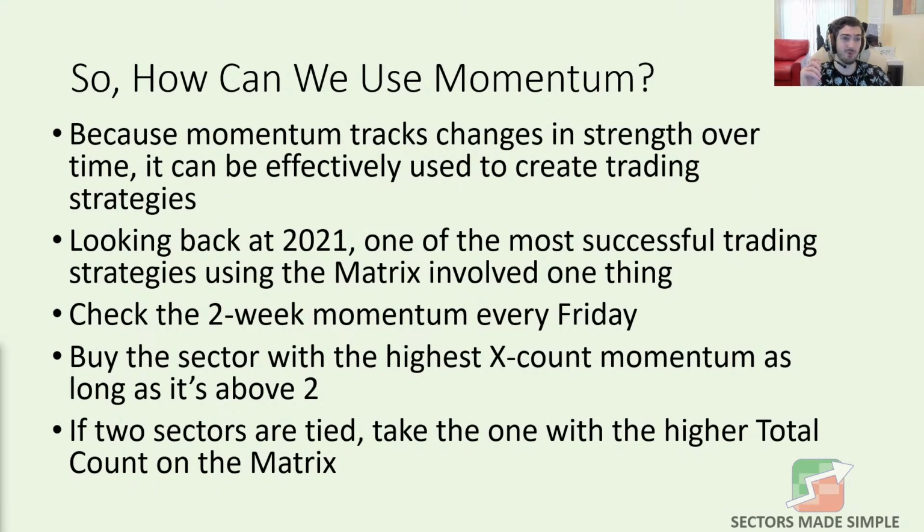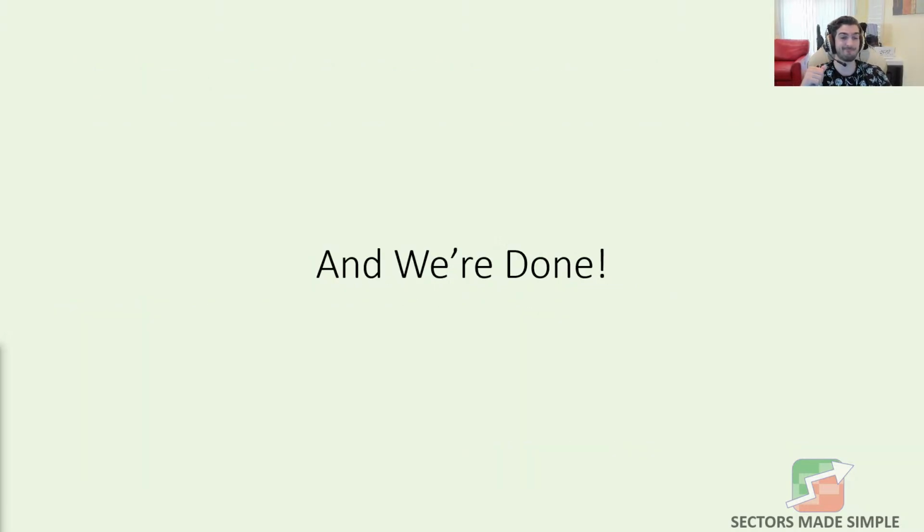So now we've talked about the matrix, we've talked about momentum, and we've talked about why momentum is there. It's not just a fun piece of information. If we looked at momentum and nothing else, in 2021 we would have beaten the market 4 times over. So we're done. That is the Back to Basics series. Let's quickly review everything, and we can talk about what we know so far.